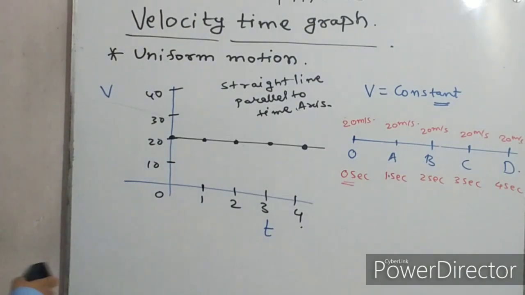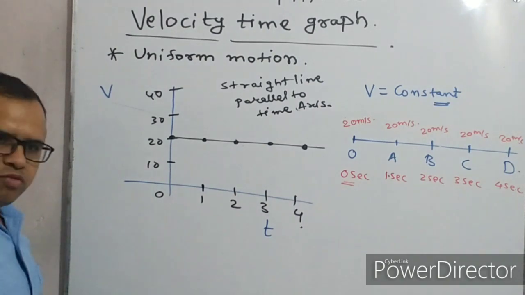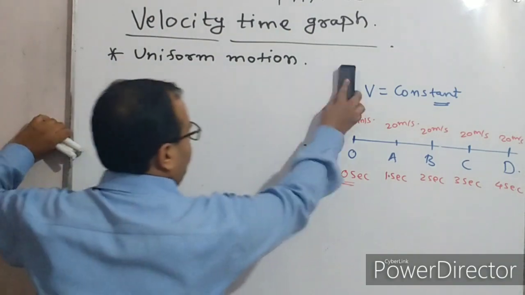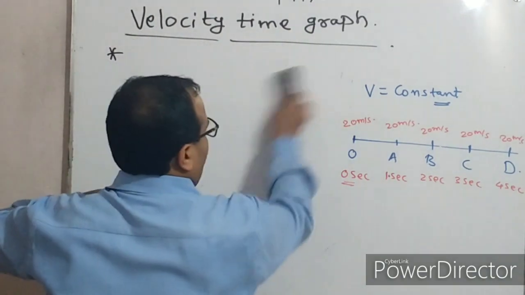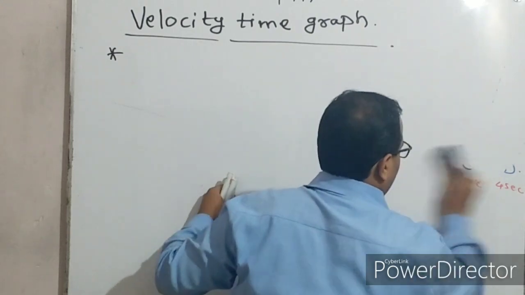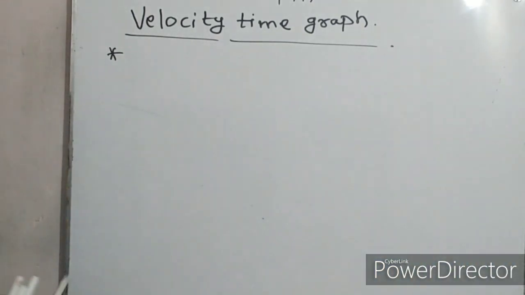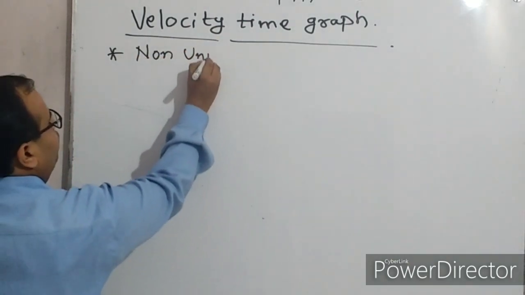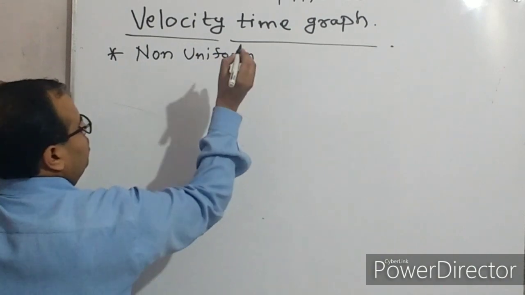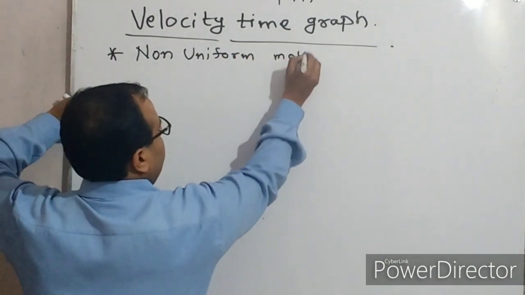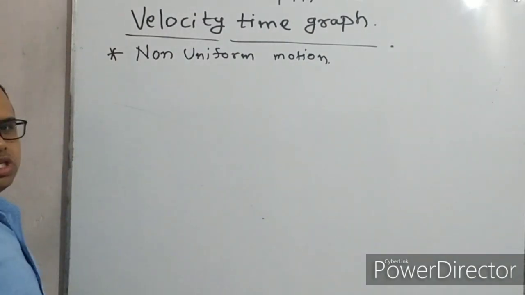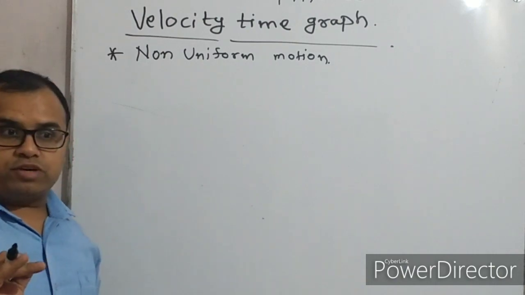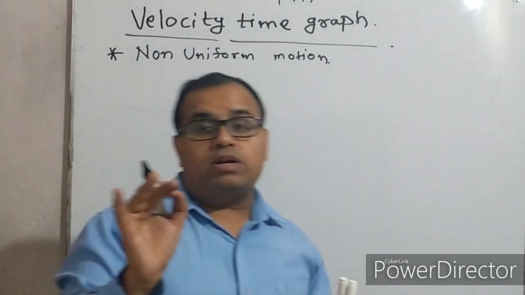Now suppose we have to discuss the velocity-time graph for non-uniform motion. In two ways the motion can be non-uniform. Let us discuss that. Here we are writing non-uniform motion. In this non-uniform motion, two ways are there. Non-uniform means the object covers unequal distances in equal intervals of time. Now you see, these unequal distances can be traveled in two ways.